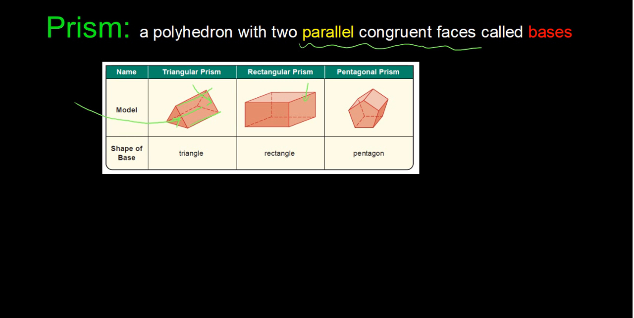In this case, this face and this face are congruent, and they are connected by these edges that are all parallel. And in the last example, we have this face, which is a pentagon, this other face, which is also a pentagon, and they are connecting the different vertices of the pentagon with straight parallel lines. Okay? These are the important characteristics of these prisms. Now, let's look at the pyramid.